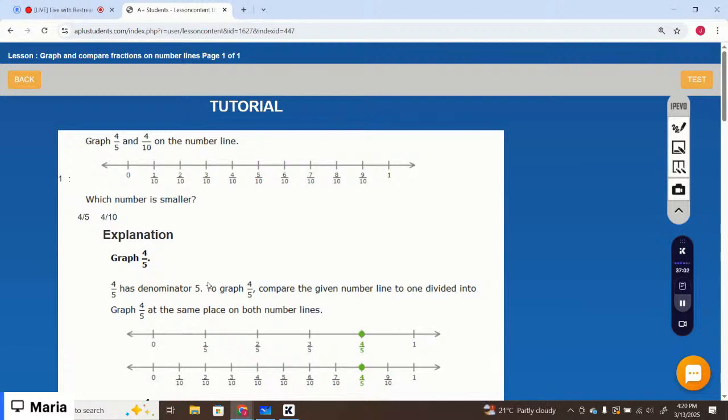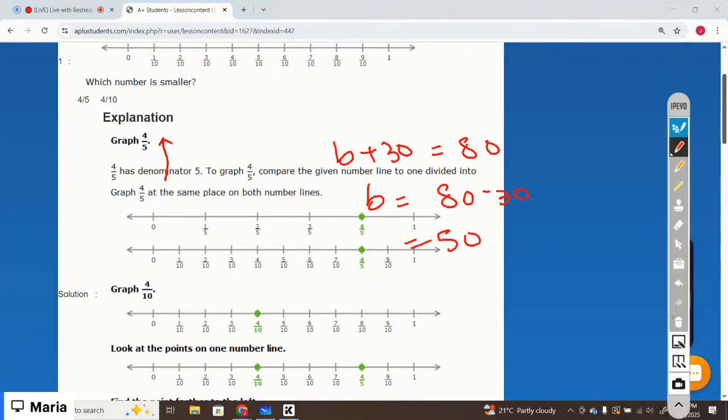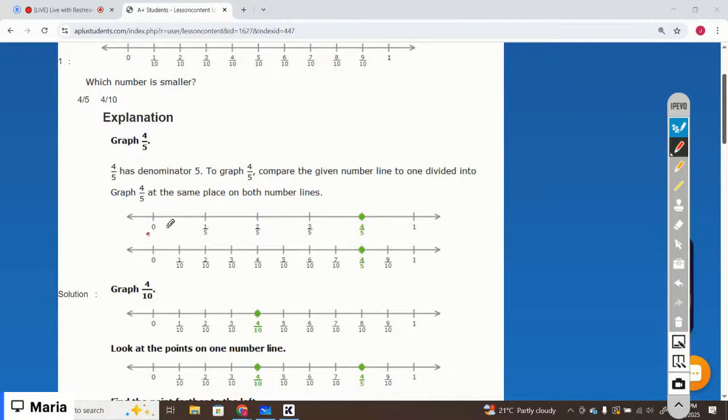So let's first understand the fraction. 4/5 means a line has 5 equal parts and 4/5 represents the fourth part of the number line you can see here. That is the number line between 0 and 1. The line has 1, 2, 3, 4, 5 segments, and the fourth one represents 4/5. Here it is.